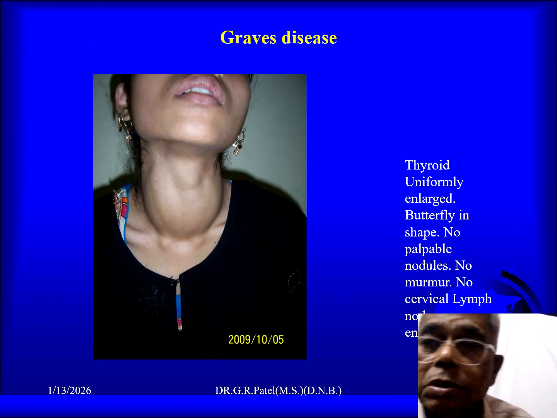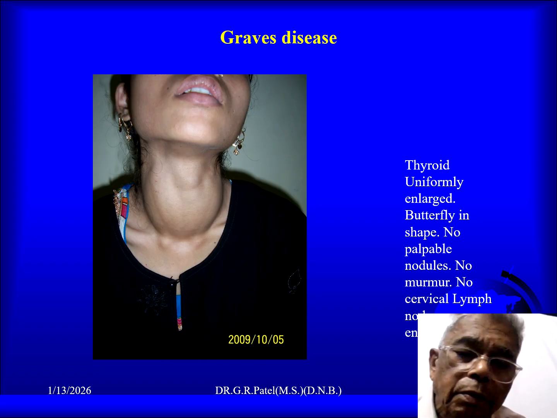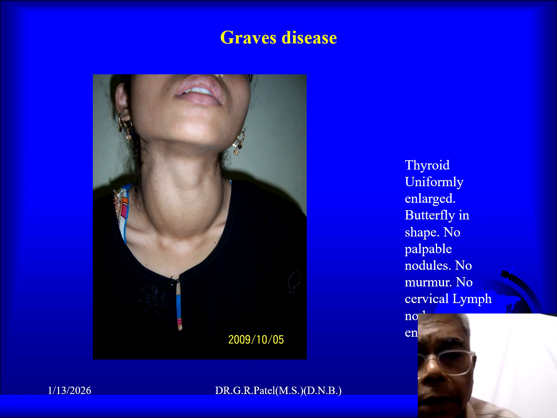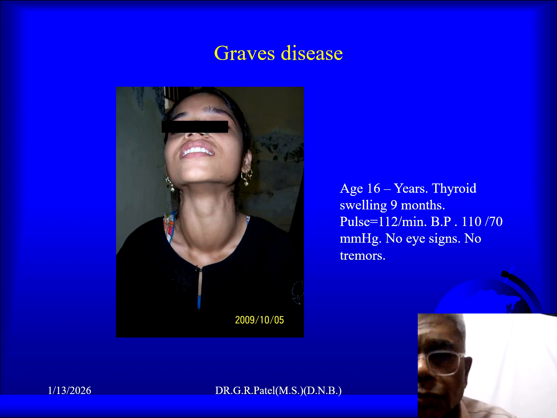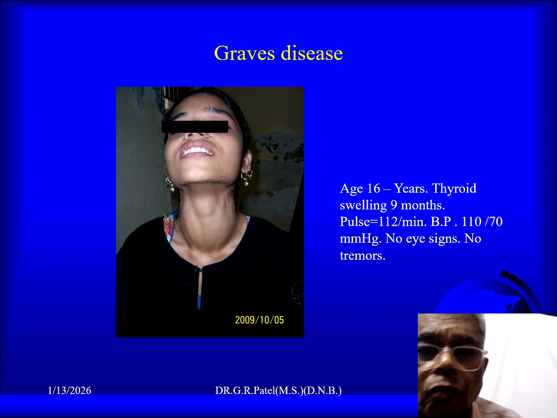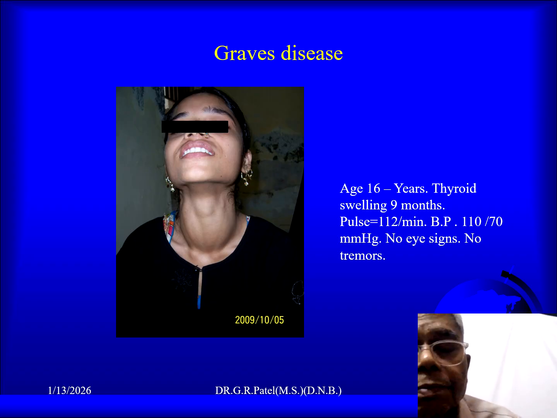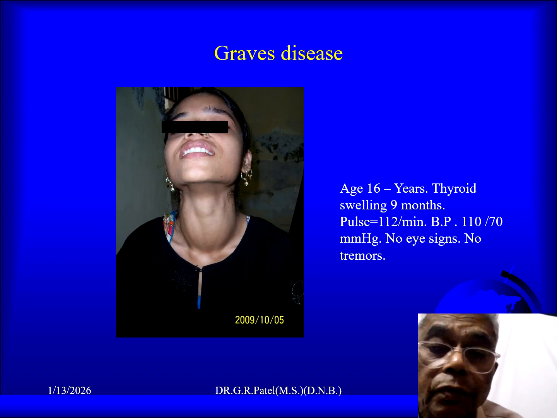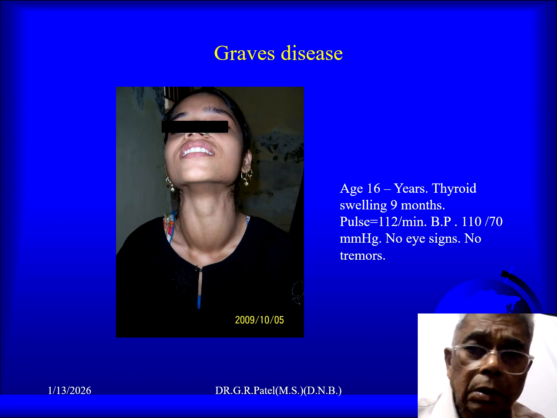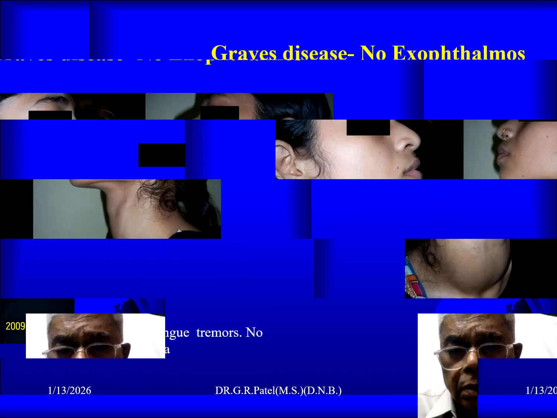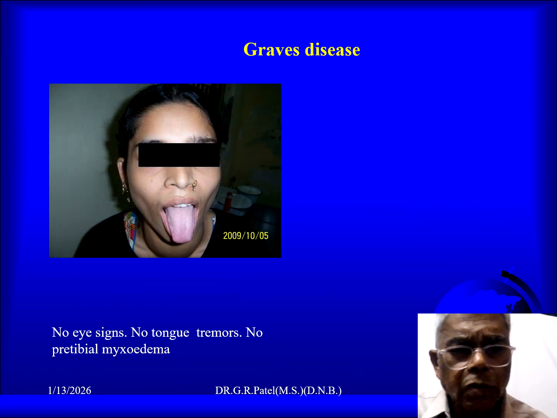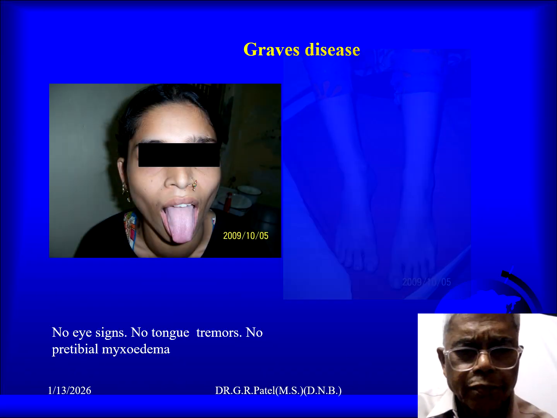Graves' disease: thyroid uniformly enlarged, butterfly shaped, no palpable nodules, no murmur, no cervical lymph nodes. Patient had signs of toxicosis, pulse 110 to 112 per minute, BP 110/70 millimeter of mercury, no eye signs, no tremors. Graves' disease, no exophthalmos, no tongue tremors, no pretibial myxedema.